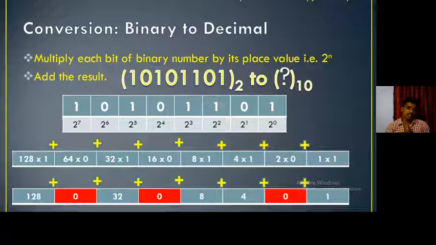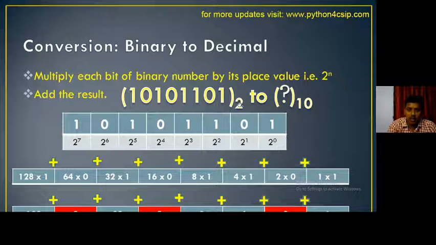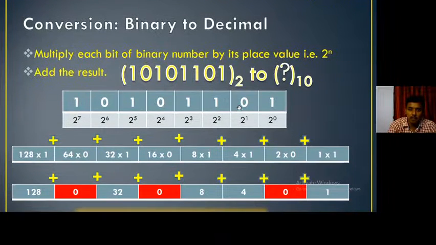We saw decimal to binary in the last class, and now we'll see binary to decimal. How binary to decimal works is what we are going to see in this video. So this is the binary number, 10101101. Clearly, we can understand that it is binary because it is denoted with base 2, and our aim is to convert it to decimal, that is, base 10.